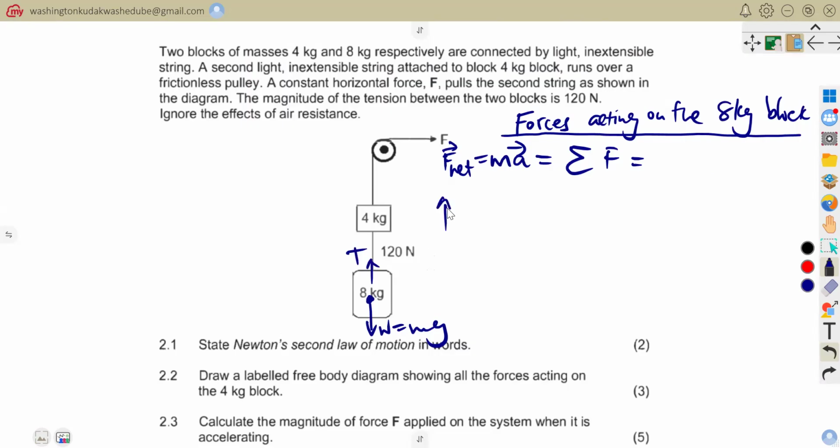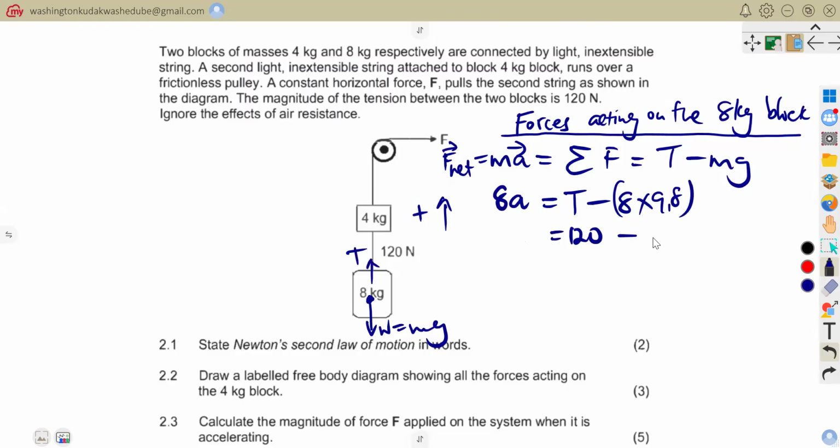So if I choose up to be positive, I would certainly have my tension being positive and then my weight being negative. So I would say this is the 8 kg block. My mass would be 8 times my acceleration. Then this is going to be equal to my tension minus, I've got 8 times 9.8. And then certainly my tension is 120 newtons minus this 8 times 9.8.